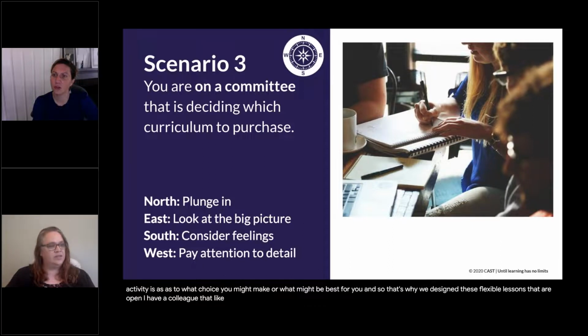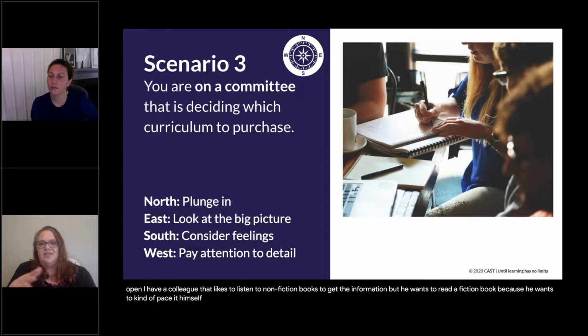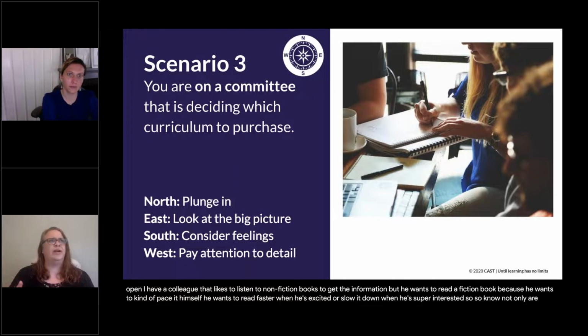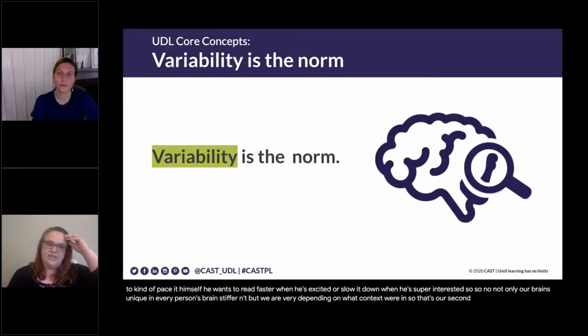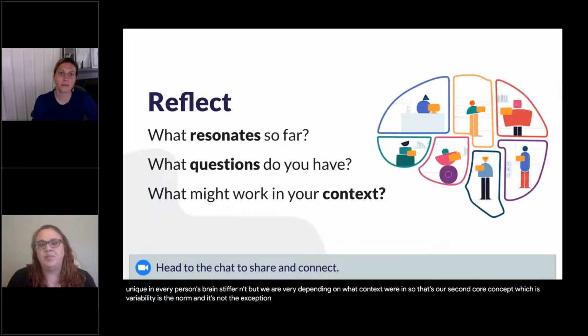I have a colleague that likes to listen to nonfiction books to get the information, but he wants to read a fiction book because he wants to pace it himself. He wants to read faster when he's excited or slow it down when he's super interested. So not only are our brains unique and every person's brain different, but we are variable as individuals ourselves depending on what context we're in. So that's our second core concept, which is variability is the norm, and it's not the exception. So can you think of any CTE examples that you want to bring up around variability, Amanda?